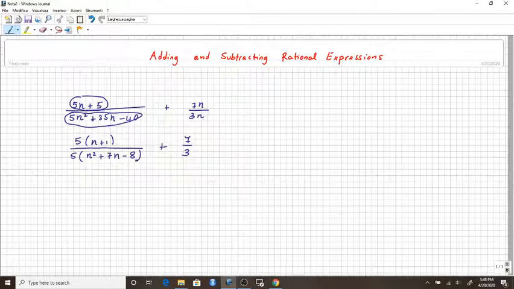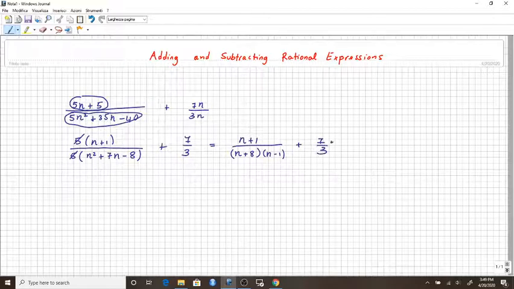Now, it is not necessary to factor this, but it looks simple to factor. We can find two numbers whose product is negative 8 and whose sum is 7, right? What are these two numbers? Well, let me simplify these two. We can simplify the 5, right? So we have n plus 1 now divided by... So these two numbers will be 8 and minus 1. So we can write this as n plus 8 times n minus 1 plus 7 over 3, right?